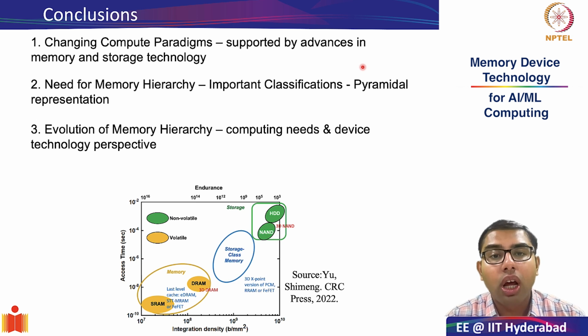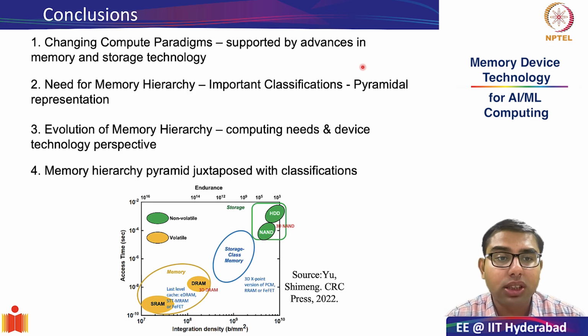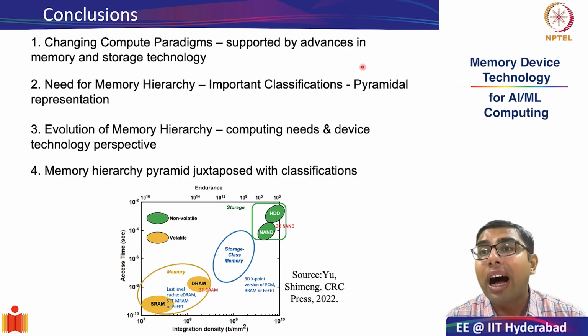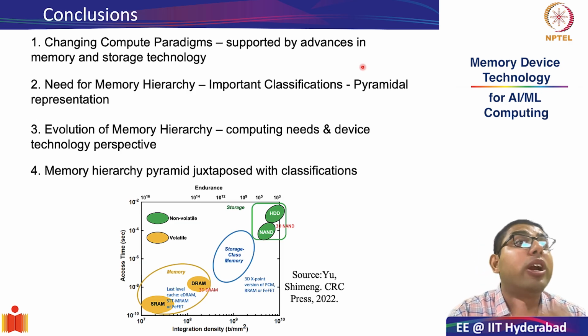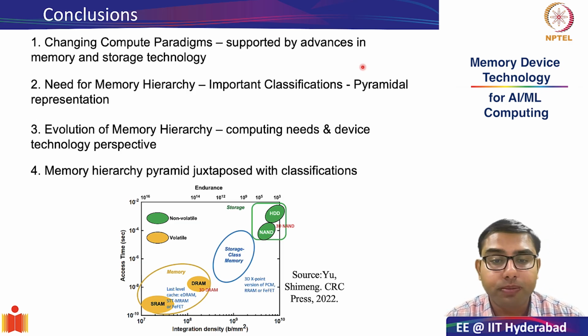Third, we saw how the memory hierarchy is essentially evolving as time passes. This is due to the evolution of computing needs and the availability of newer device technologies for memory and storage. And finally, in today's class, we saw how the 6 important classifications fit into the memory hierarchy pyramid and what are its important functions and what value it brings into the entire chain.